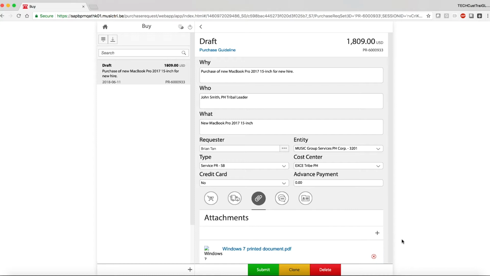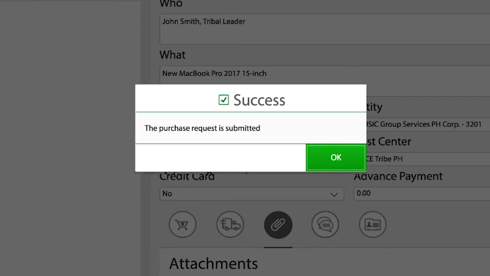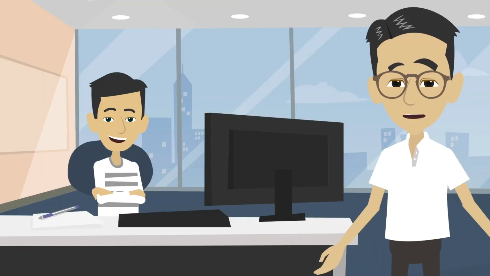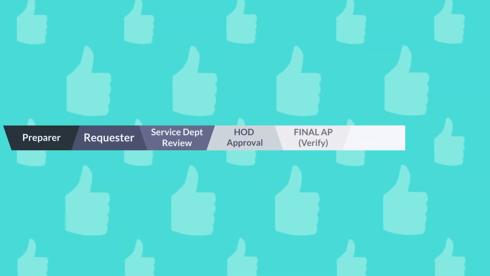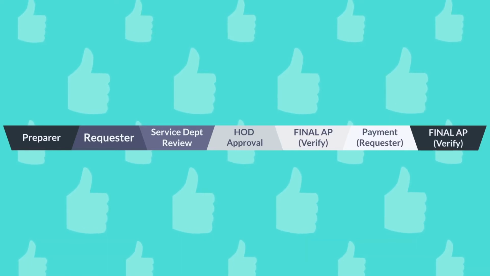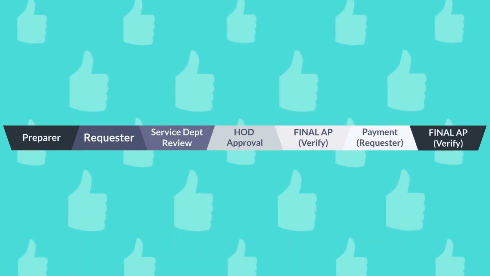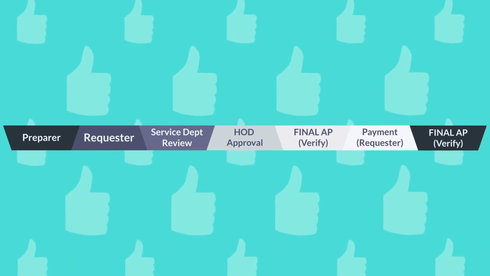Once all the relevant fields and tabs are accomplished, click on the Submit button. A message prompt will appear to confirm that the request has been submitted successfully. Once the request has been submitted, the status changes to pending for approval. After submission, the request will go through a BPM process flow for review and approval. Here's the purchase request process flow map.